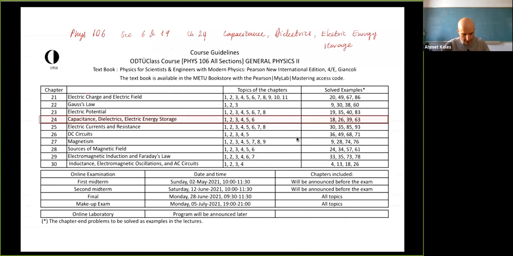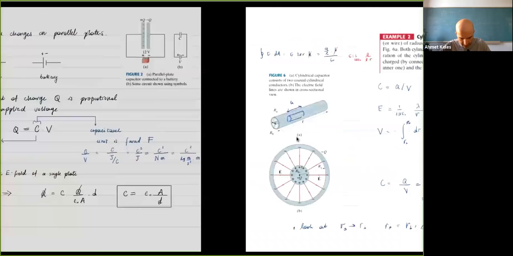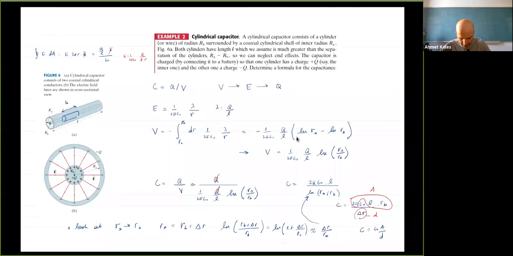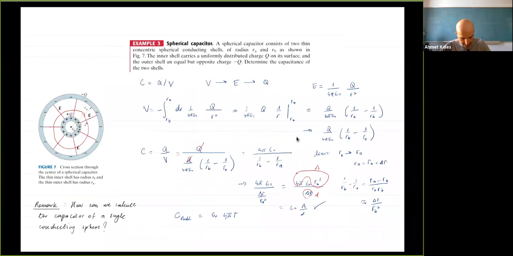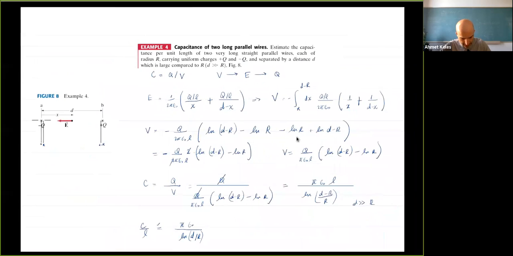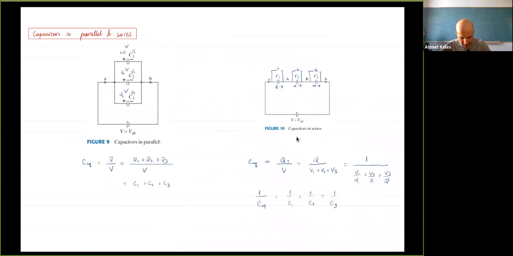All right, so we are talking about chapter 24, capacitance, dielectrics, and electric energy storage. I think yesterday we talked about capacitance and we saw some problems on how to calculate capacitance for a spherical shell, cylindrical shell, two lines. And we said parallel capacitors have an equivalent capacitance that is a sum, whereas for serial capacitors, the inverse of the equivalent capacitance is the sum of the inverses of the individual capacitances.